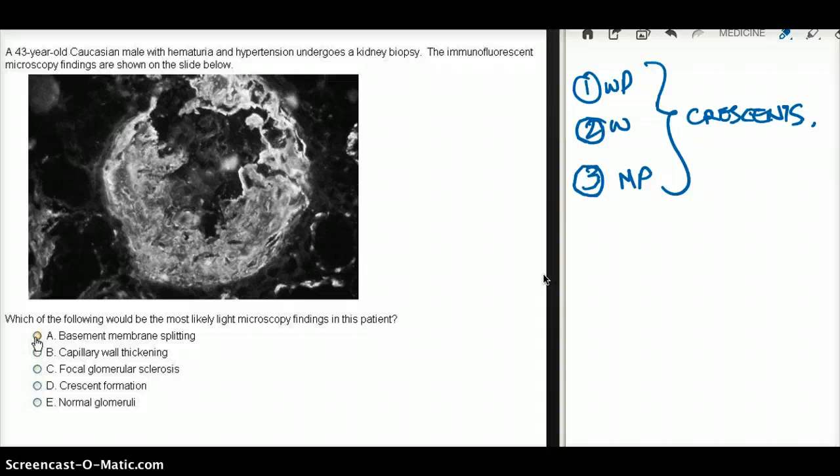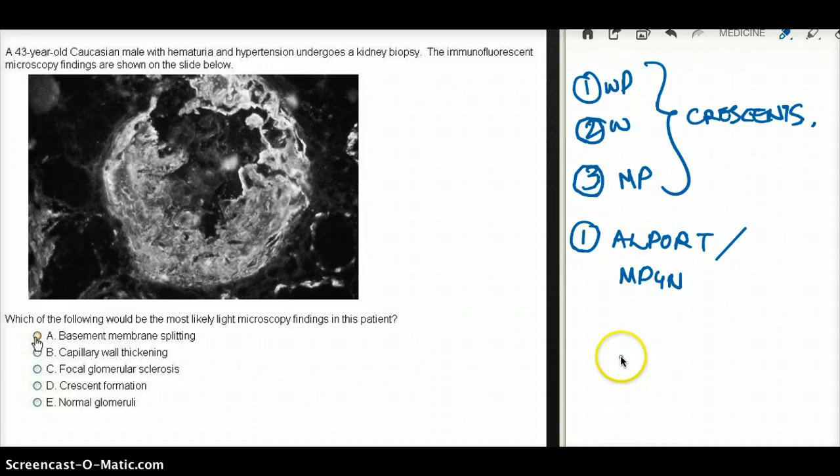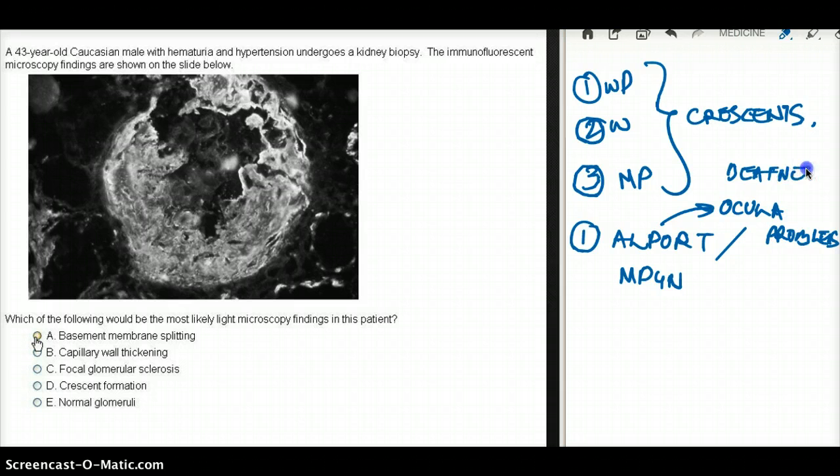So option A says basement membrane splitting, okay? Where do we see basement membrane splitting? We see it in Alport. That's one. We also see it in MPGN. Both of them are going to show basement membrane splitting. With Alport, we're also going to see ocular problems. Okay, so they're going to be deaf and have ocular problems. So deafness and ocular problems are going to be seen with Alport, and they're going to show basement membrane splitting.